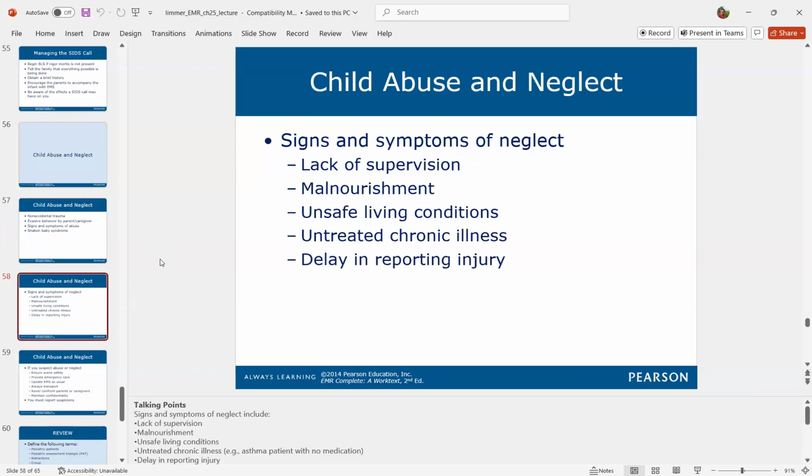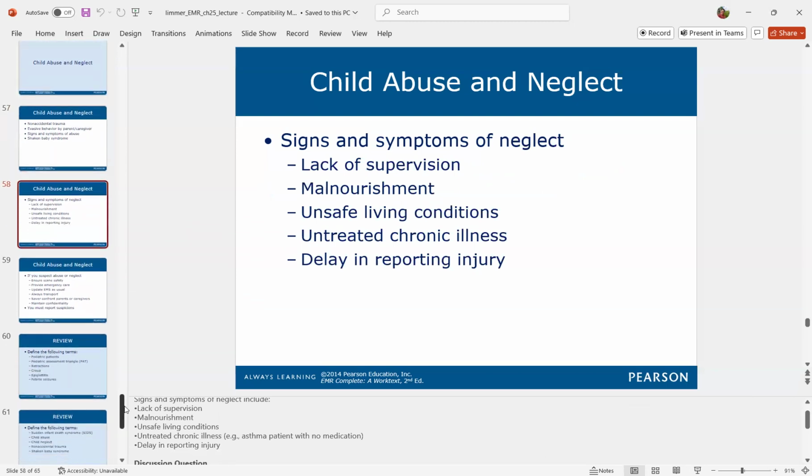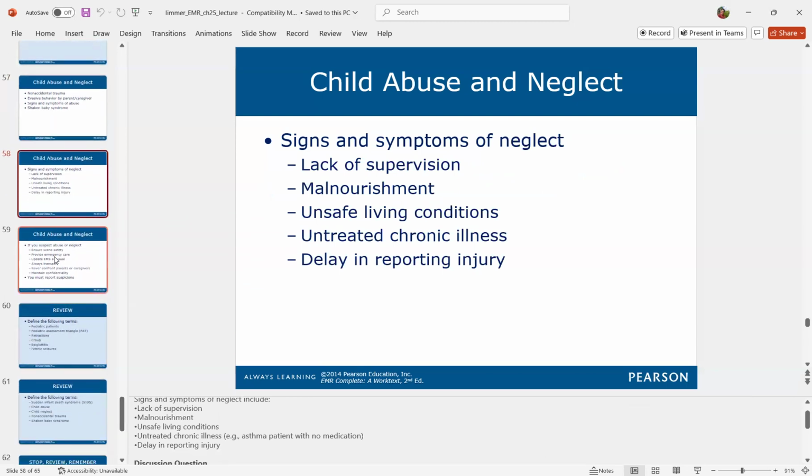Signs of neglect include lack of supervision, malnourishment, and unsafe living conditions. They may have a chronic illness that's gone untreated, like asthma, but they don't have any medication for it. There may also be a delay in reporting the injury. These are different things that are considered neglect, which is eventually leading into abuse.